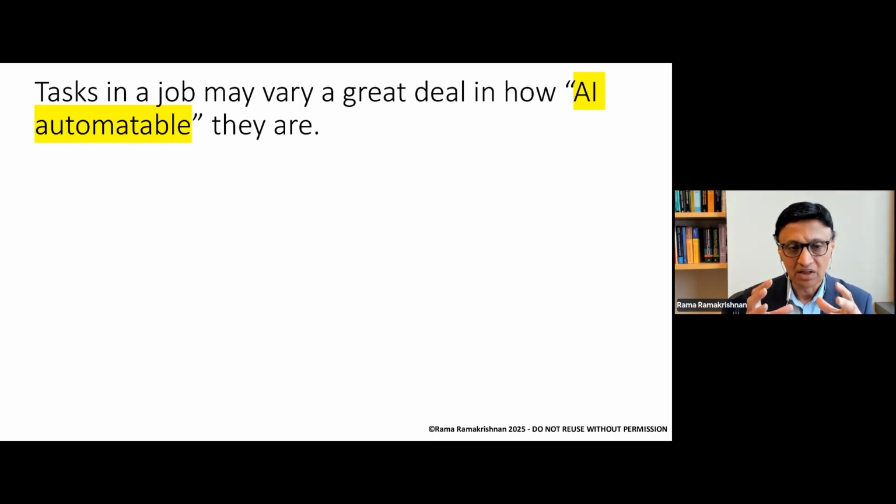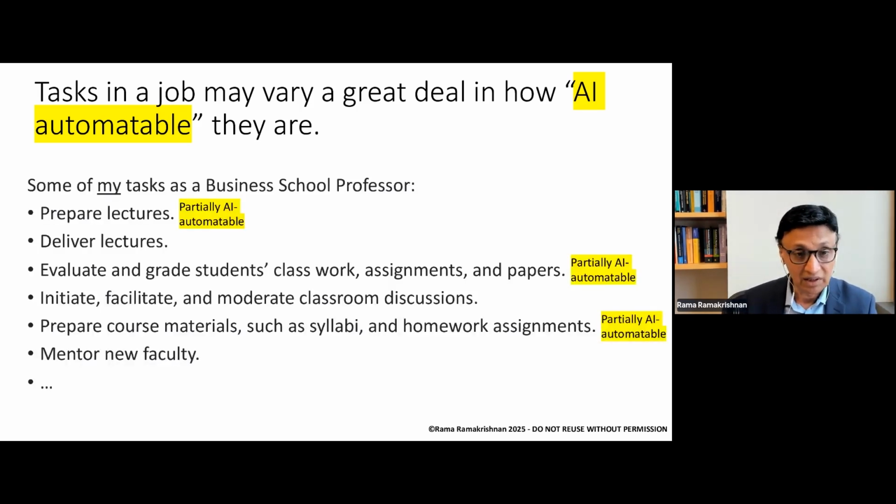The reason we go to all this trouble is that thinking of the job monolithically doesn't make any sense, because the tasks inside a job may vary a great deal in how automatable they are, how amenable they are to the use of an LLM. For a business school professor, i.e. me, preparing lectures, evaluating and grading student work, and preparing course materials and assignments are all partially automatable. In fact, instructors and professors are already using this quite heavily all over the world. Now, delivering the lecture, initiating and moderating classroom discussions, and mentoring new faculty, we obviously can't do that with an LLM all that easily. So you get an idea. Some things are easy with an LLM, other things are really hard. That's why you go to the trouble of breaking jobs into individual discrete tasks.